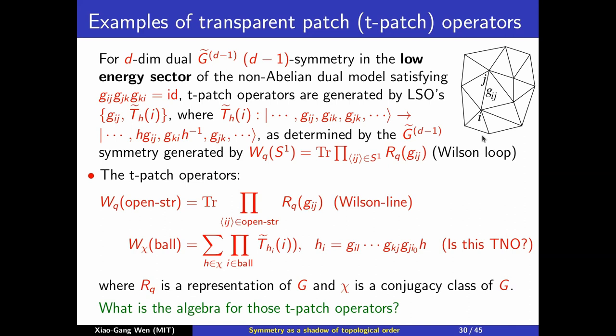Okay. And then this operator also commutes with this Wilson loop operator. So therefore, the local operators are generated by this function of Gij and also this gauge transformation on every site. So that is the local operator. So now we have a challenge.